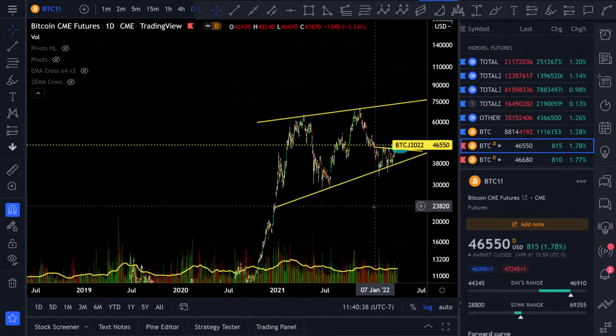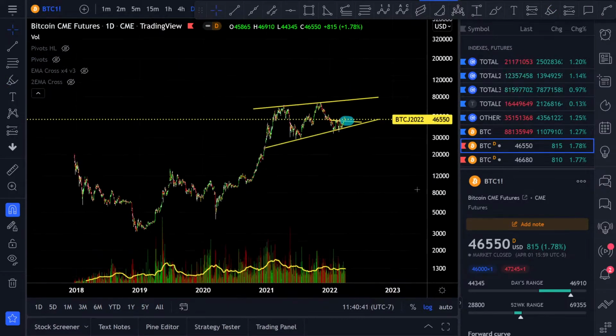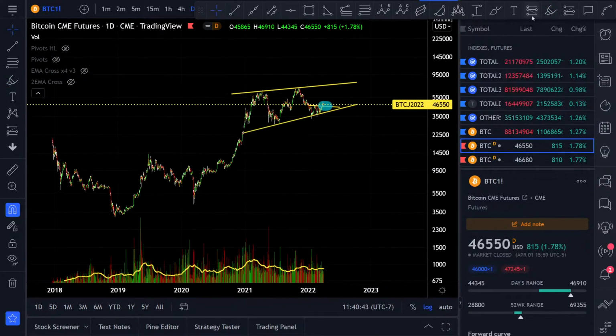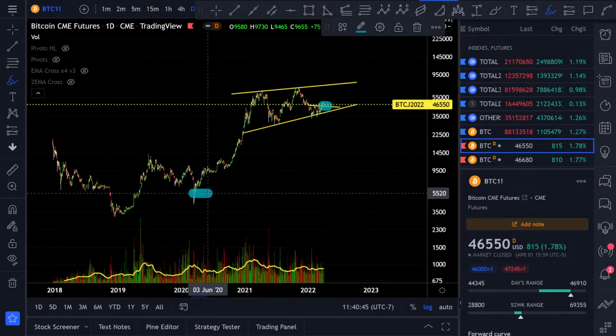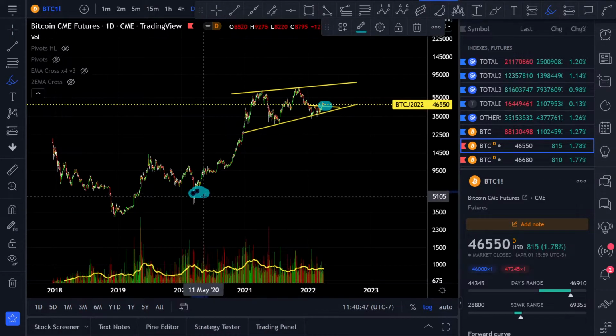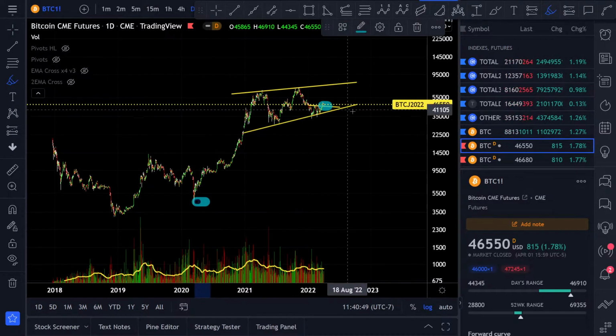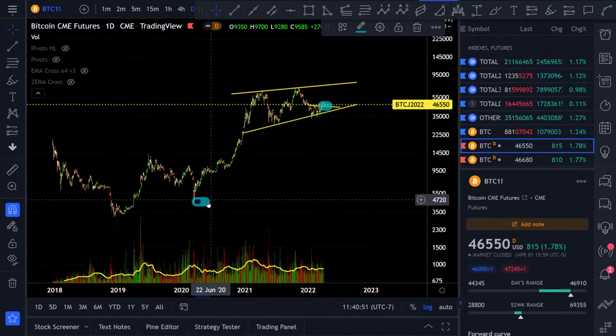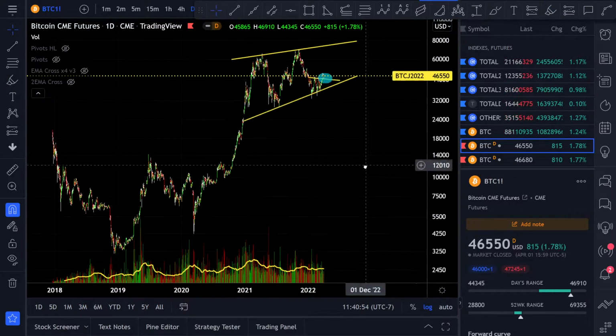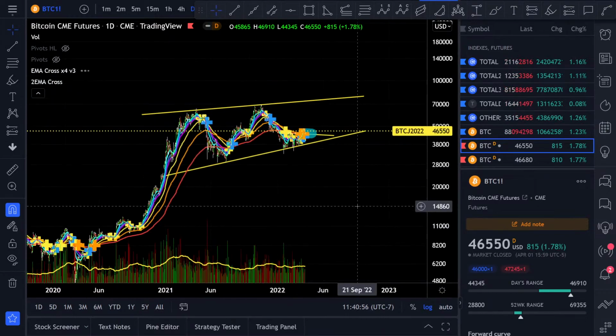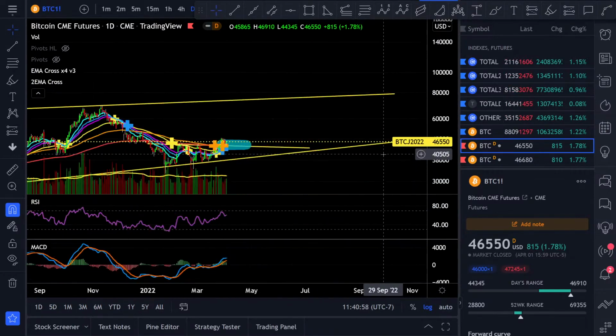You also want to zoom out a little bit, remembering that Bitcoin is not $5,000 anymore, or 4,500. It's 46,550 US dollars on the futures market. So what's the big money going to do? Let's see. What's the big money going to do?